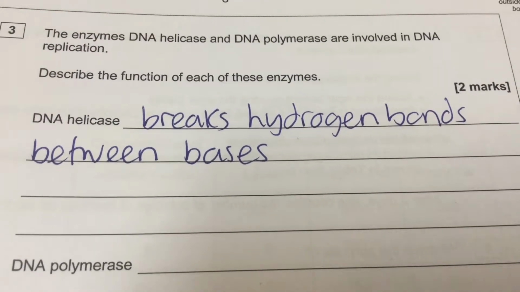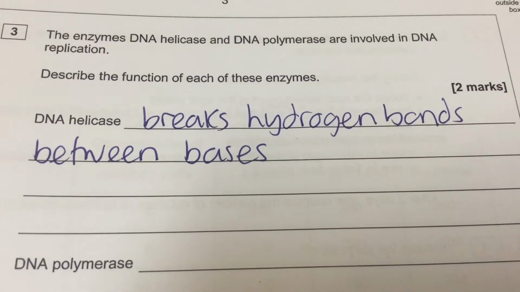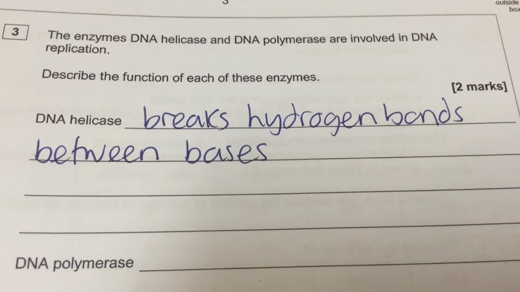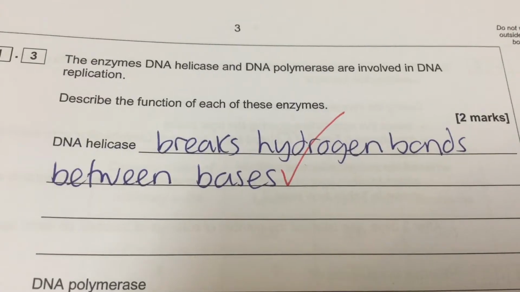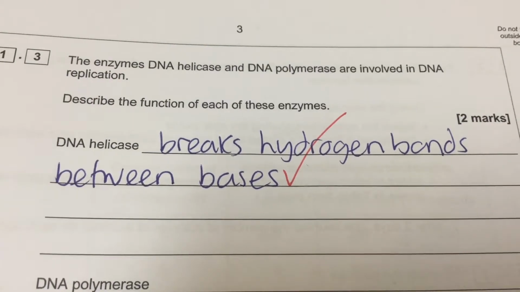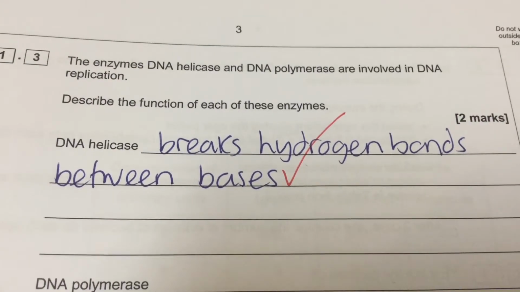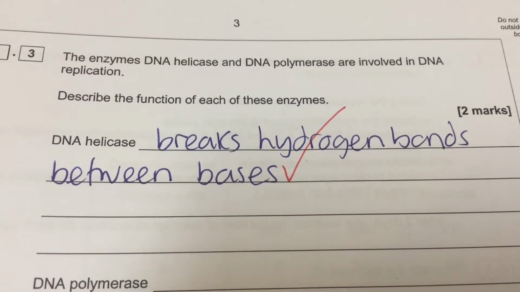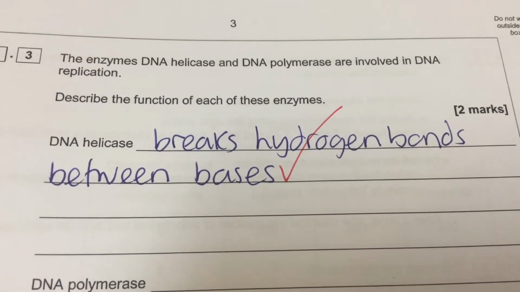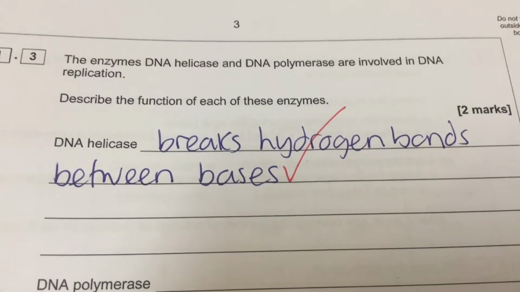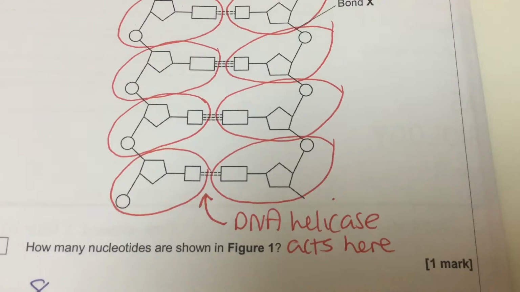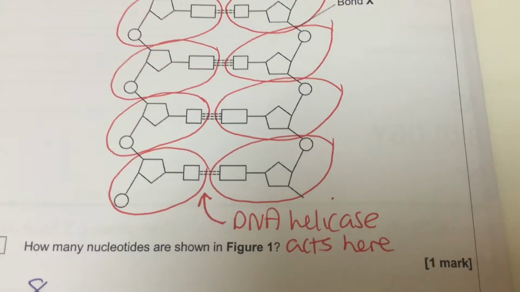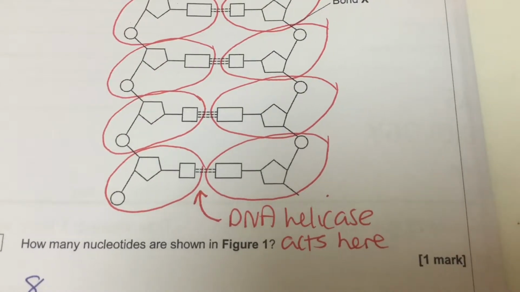Describe the function of each of these enzymes. So only 28% of students managed to get both marks here. DNA helicase breaks the hydrogen bonds between the bases. At A level, if you use words like DNA helicase unzips the DNA or unwinds the DNA, you will not get the marks. You need to be more specific than that, and you need to talk about the hydrogen bonds being broken. And again, between the bases.